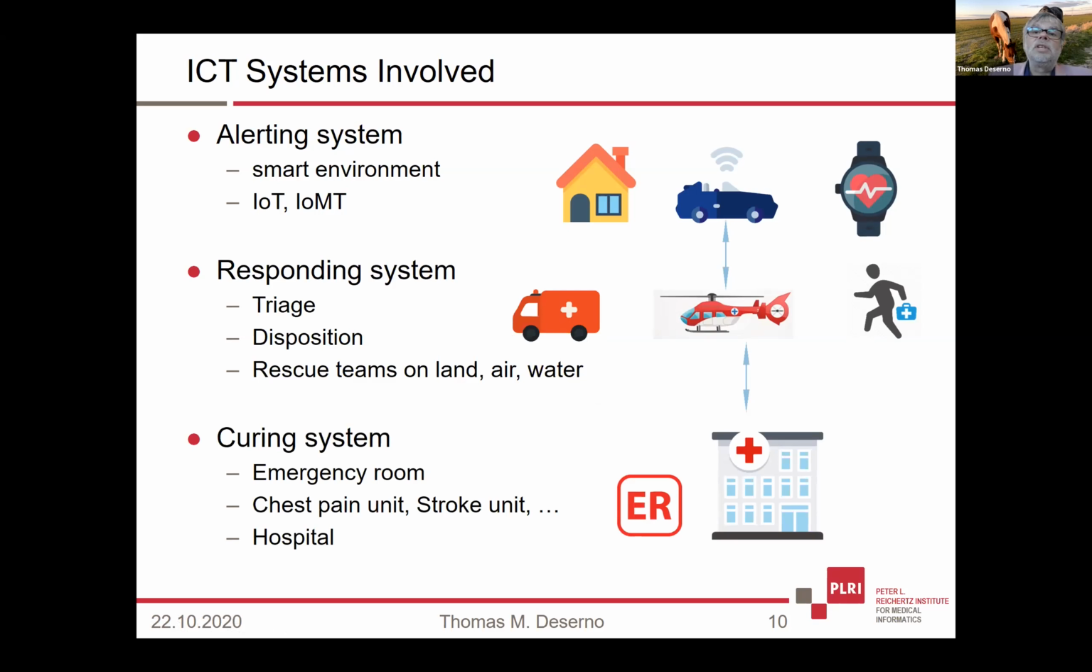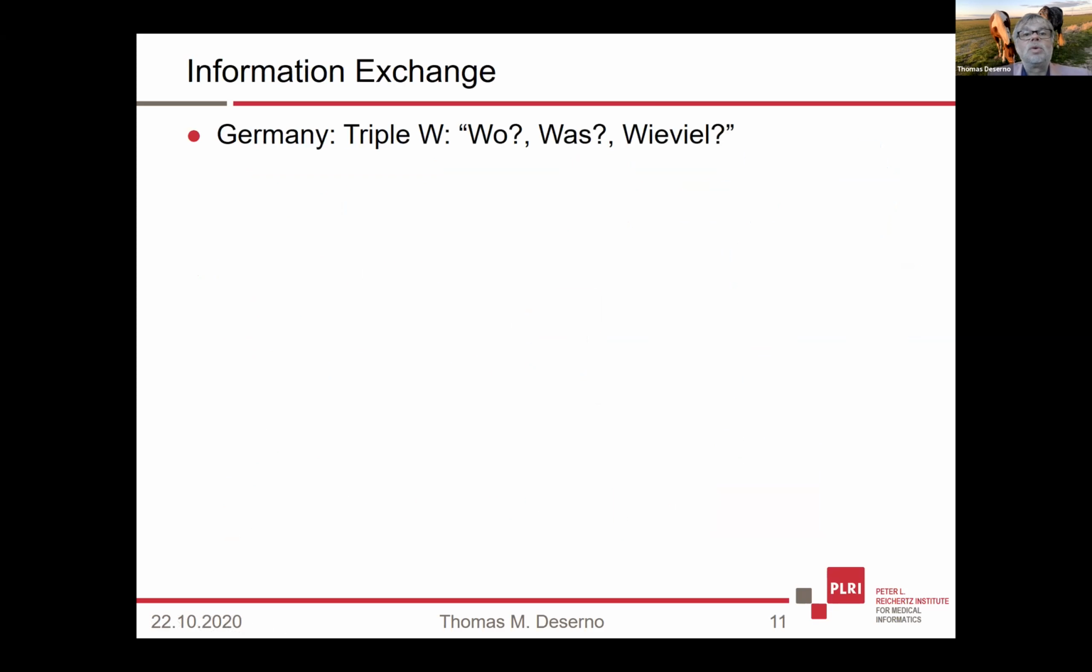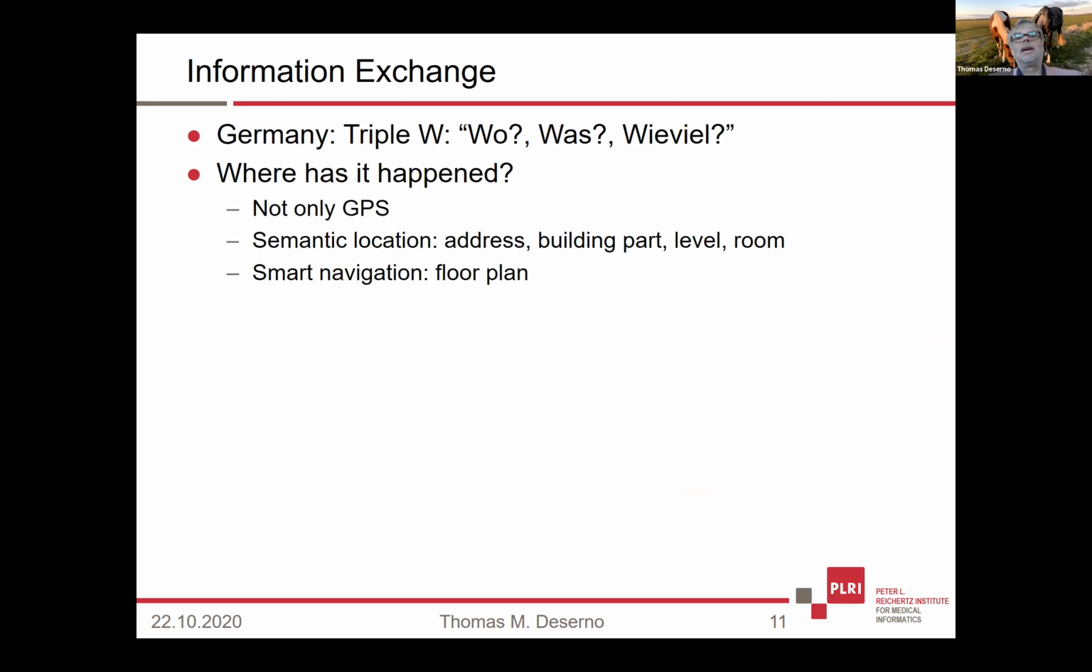And in particular, I think this will be the future, where the alerting system and the responding system need to communicate. In Germany, we learn at school the triple W: wo, was, wie viel, which means where it has happened, what has happened, and how many injured.